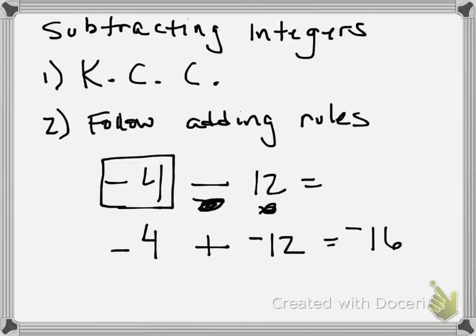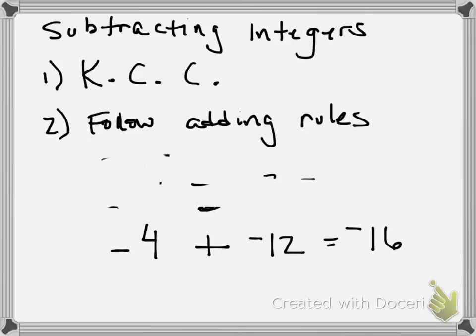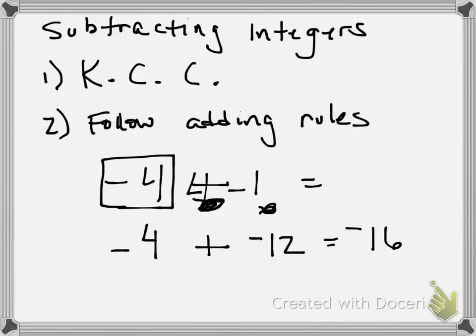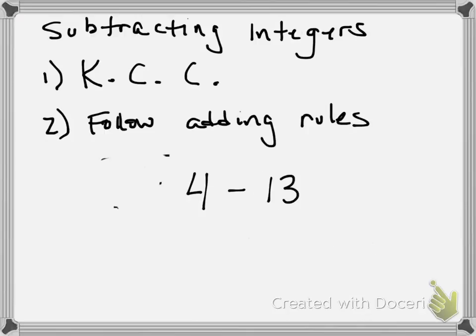All right, let's do another one. I'll erase my workspace here. So another example to keep, change, change. So now I have 4 minus 13. Well, I'm going to keep my 4. I'm going to change my minus to a plus and change my positive 13 to a negative 13.